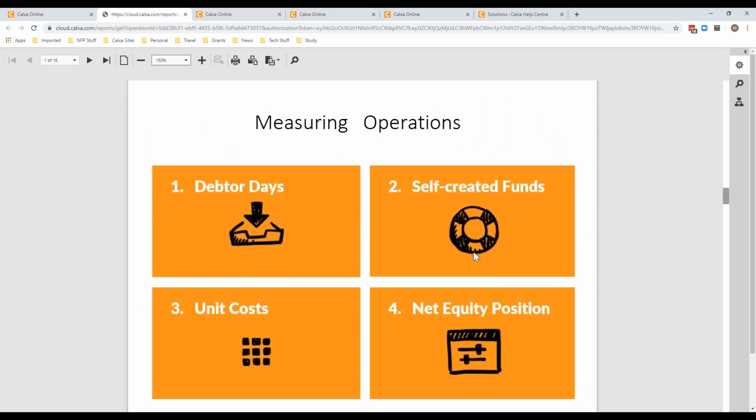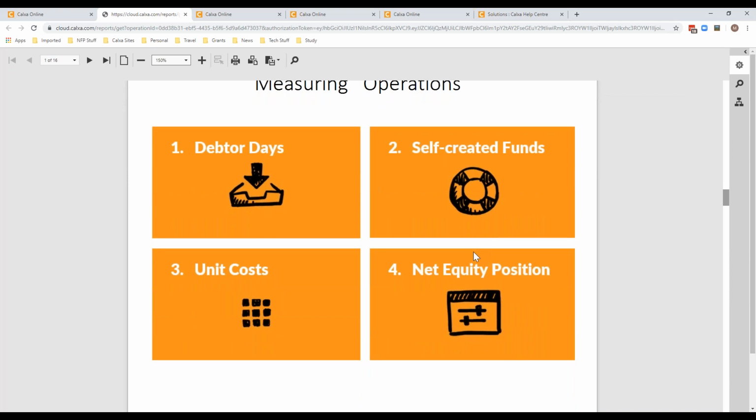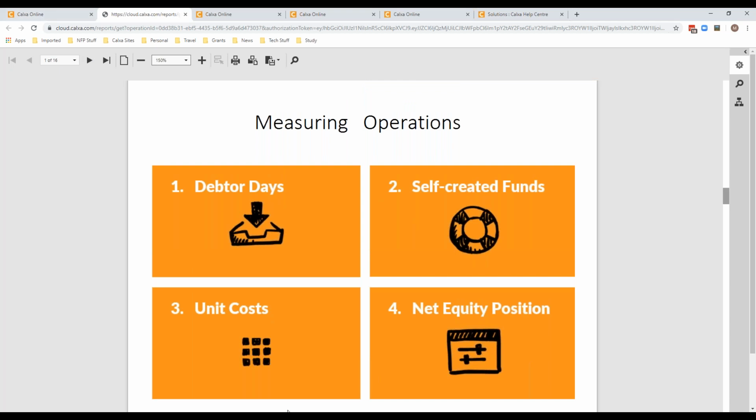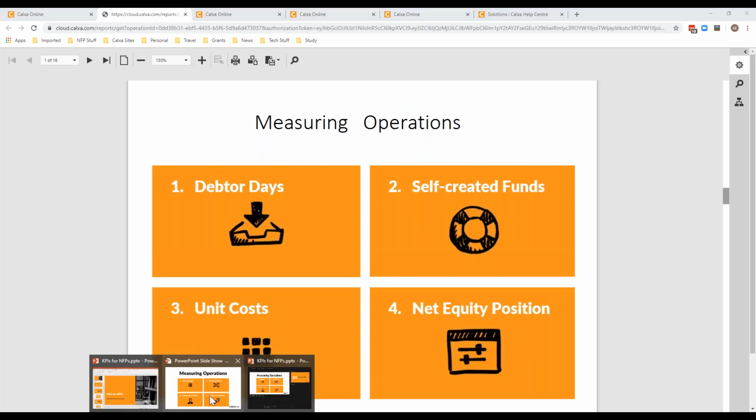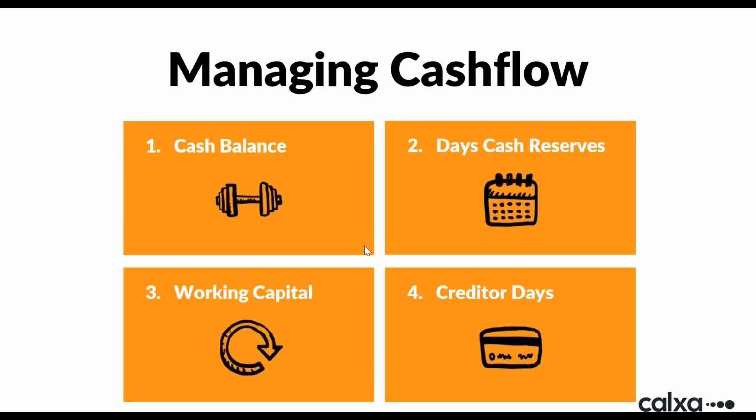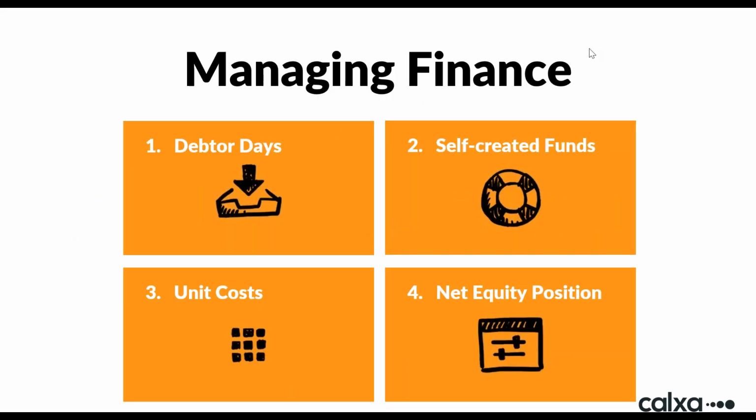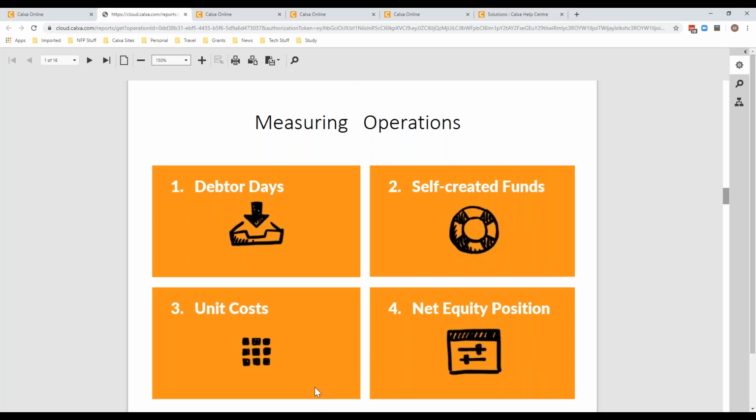I don't think that should be operations. Yeah, that's right. I don't know what I'm doing here. This should be the finance one. It's right, I didn't change my heading. See, you copy and paste things and then forget. So, measuring finance.